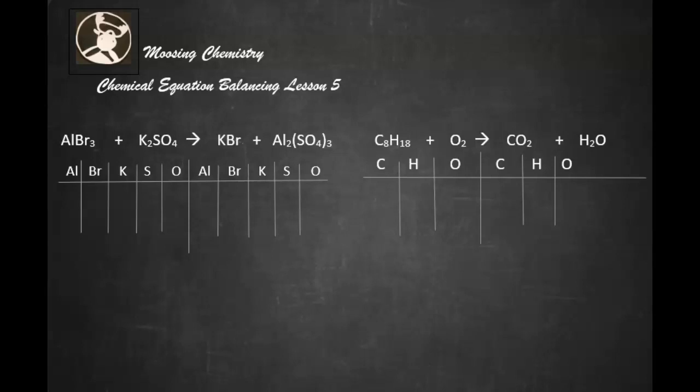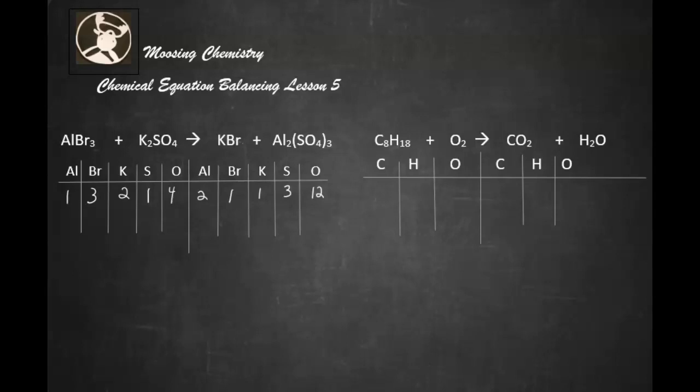We have 1 Al, 3 Br, 2 Ks, 1 S, and 4 oxygens. On this other end, we have 2 Al, 1 Br, 1 K, 3 S's, and 12 oxygens. Wow. Okay, so let's go ahead and get this started, you guys.